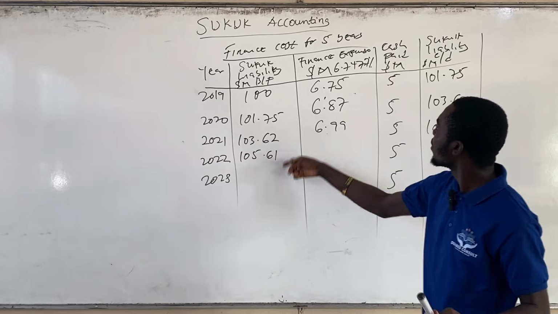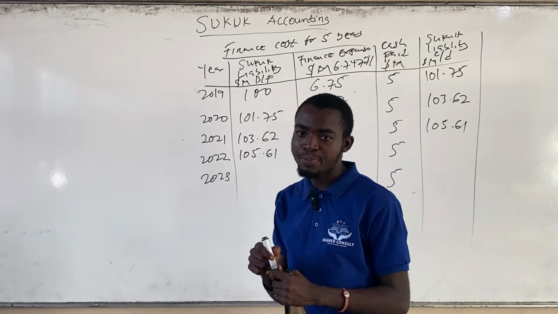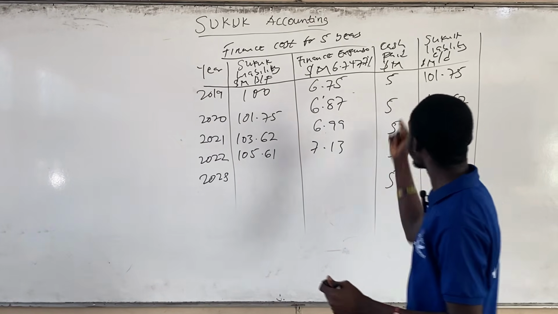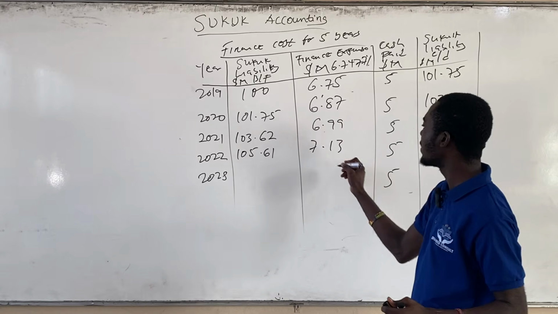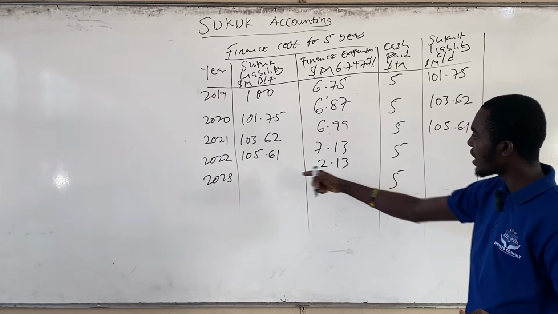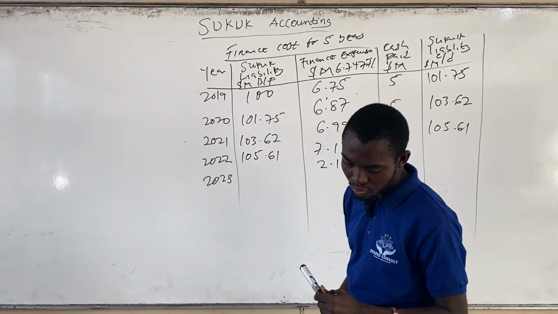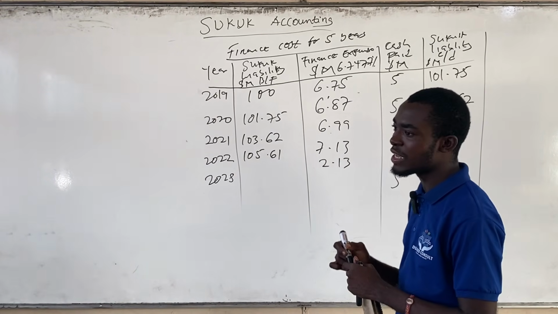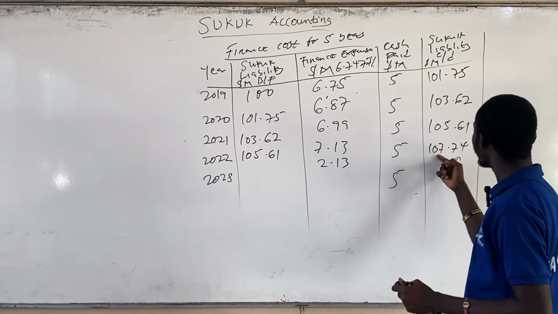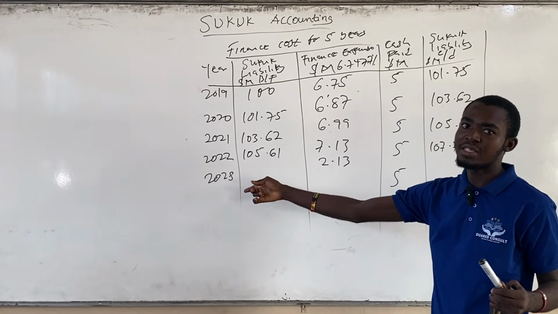So over here too, you will apply the finance expense rate on this, and then you will get 7.13, and then you deduct the cash payment of 5 million from this, and you get 2.13, and then you add this 2.13 to the amount of money that you are owing at the beginning of 2022. Then this will give us 107.74. And then this 107.74 will serve as the open balance for the next year.